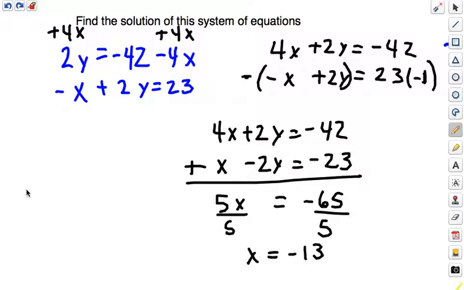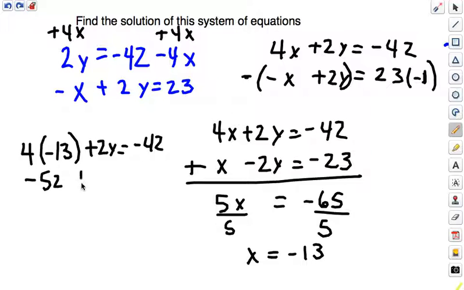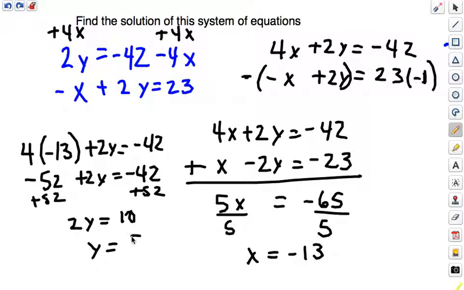Okay, we can go ahead and substitute this back into one of our equations. So we have 4 times negative 13 plus 2y equals negative 42. Okay, negative 52 plus 2y equals negative 42. Okay, I'm going to add that 52 to both sides. 2y equals 10. And y is going to equal 5.